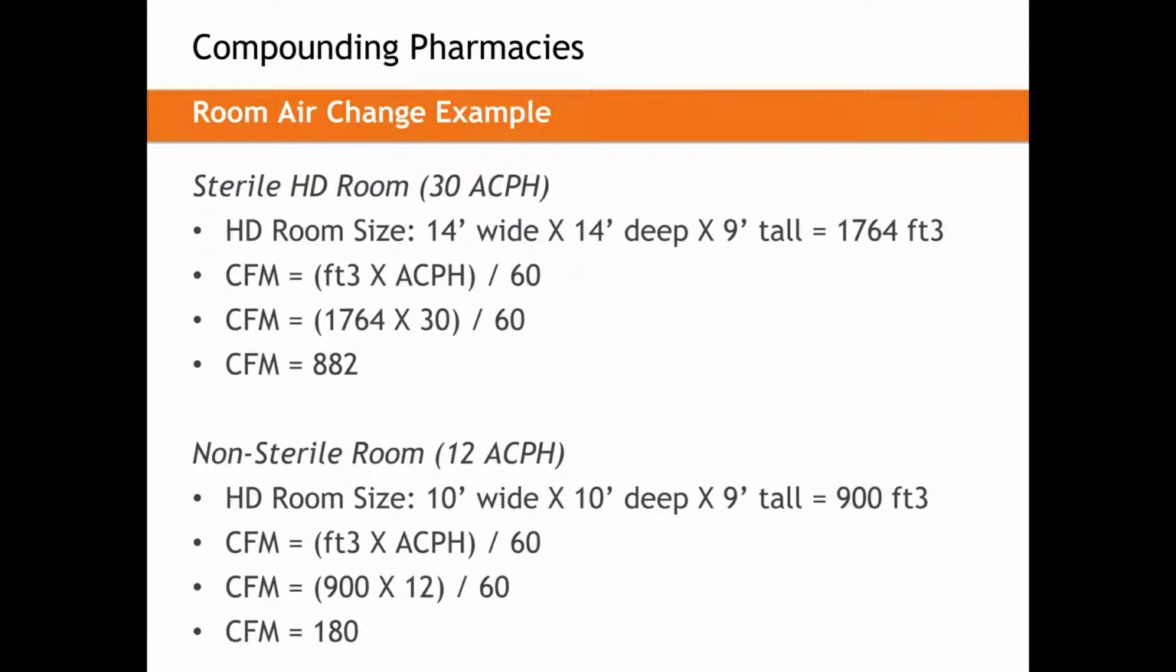So let's say our hazardous drugs room is 14 by 14 by 9 feet, giving us a volume of 1,764 cubic feet. To get the CFM, we take that volume of air, multiply by the air change rate, and divide by 60 to get a required supply CFM of 882 CFM. In our non-sterile room with 12 air changes, maybe it's 10 feet by 10 feet by 9 feet, giving us a volume of 900 cubic feet. Our CFM required for this space, as you can see on the supply, would be 180 CFM.